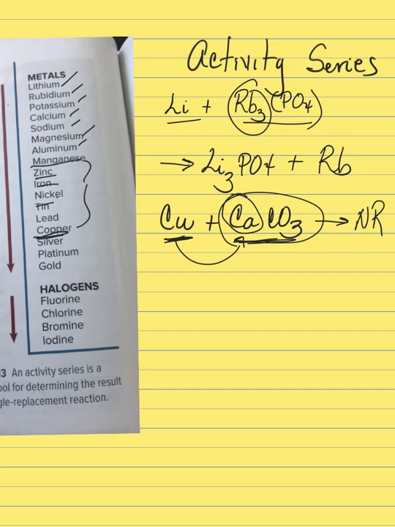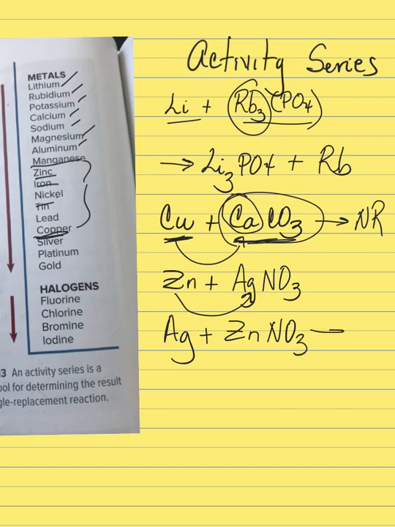For example, if you have zinc reacting with silver nitrate, you're going to have a reaction. The zinc is going to be able to replace the silver in there. But if you have, on the other hand, silver reacting with zinc nitrate, you're not going to have any reaction, because as you can see in the activity series, silver is less active than zinc, so it's not going to be able to replace it.